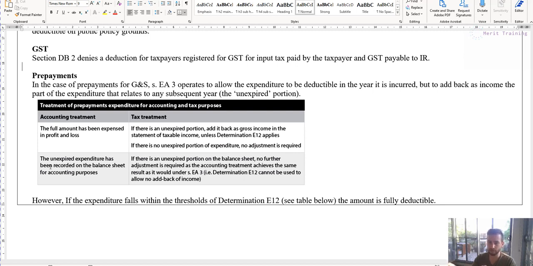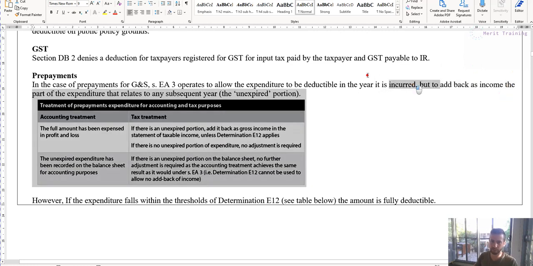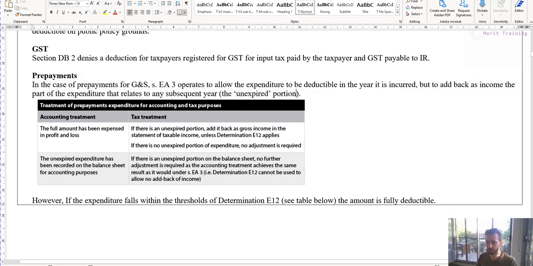And that remaining part, the last 12 months, is the unexpired portion. So generally on an accruals basis, you don't get a deduction for the unexpired portion. How that operates in practice is the same result, but the process is a little weird. Under section EA3, you allow the entire deduction, so you get the entire 24 months deducted in the first year, but you have to add back the remaining unexpired portion into income. So you get a 24 months deduction but add 12 months of income in your return. It has the same effect of only getting a deduction for 12 months, but in a weird way.